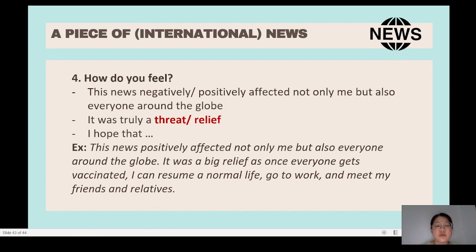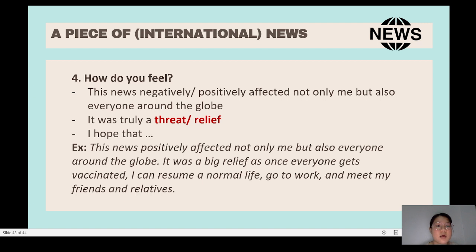And finally, you should tell about your feeling, your emotion, or your thoughts about this news. You can say that this news negatively or positively affected not only me but also everyone around the globe. It was truly a threat or a relief, or you can say it in another way, that I hope that blah blah blah. And here you can see my example for this question.